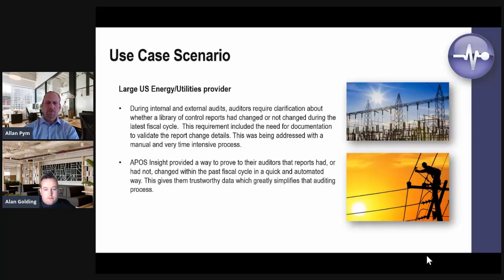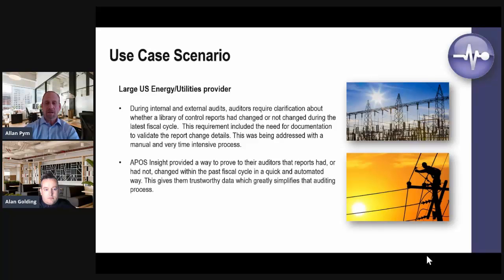We have a customer who is a large US energy provider. One of the challenges that they were facing in their Business Objects processes was that internal and external auditors were asking questions about exactly this, report structure changes during previous reporting cycles. And so as a result, the Business Objects team needed to be able to answer the question, have reports changed? If so, what are the details of those report changes? And is it producing the same results? And can you prove it all?